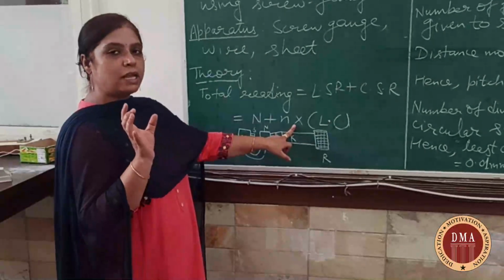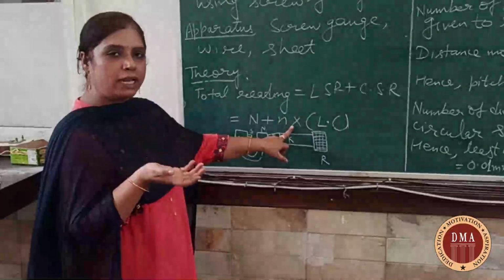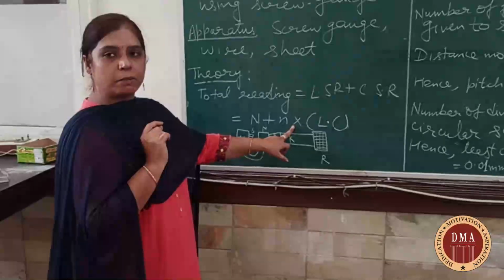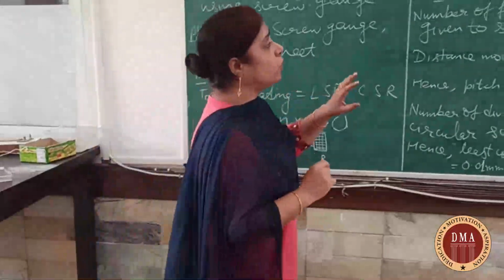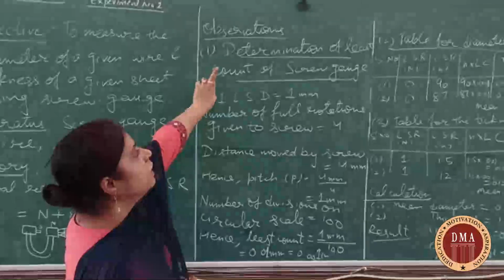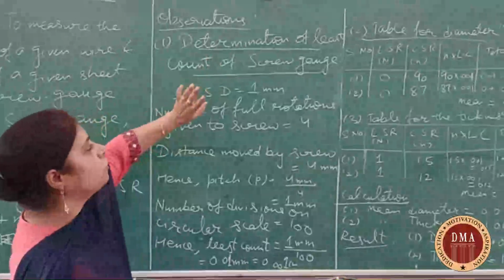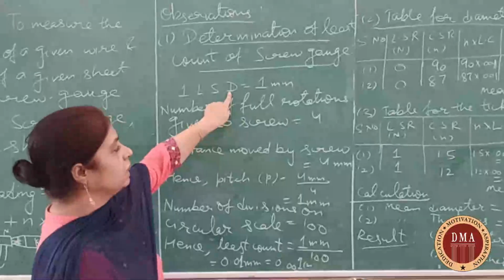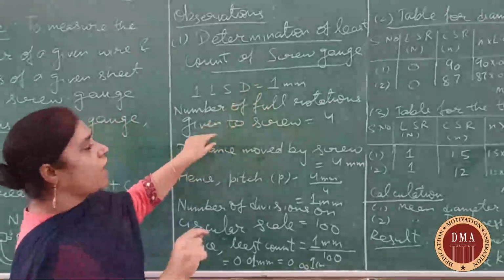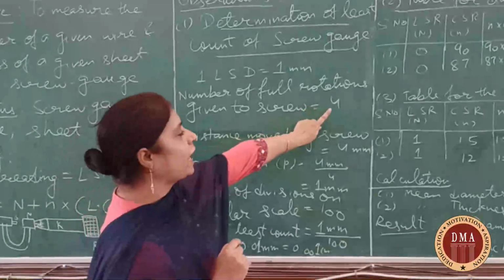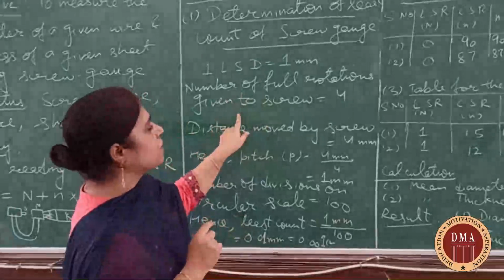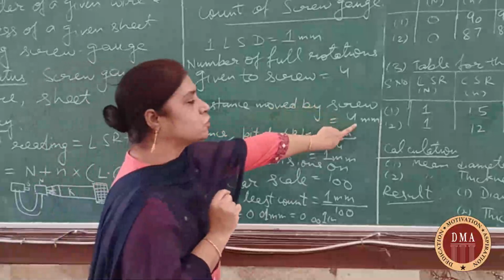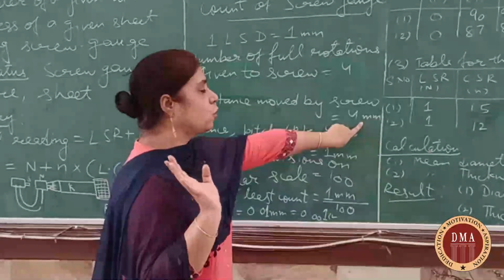The least count is the minimum observation that we can obtain from any instrument. Like in the vernier caliper you have a least count of 0.01 cm. Here the least count of the screw gauge can be determined by this formula. The first observation is the determination of the least count of the screw gauge. One linear scale division is 1 millimeter. If I rotate my circular scale 4 times, that is 4 rotations, in those 4 rotations my screw will cover a distance of 4 millimeter. That I will show you on the screw gauge also.